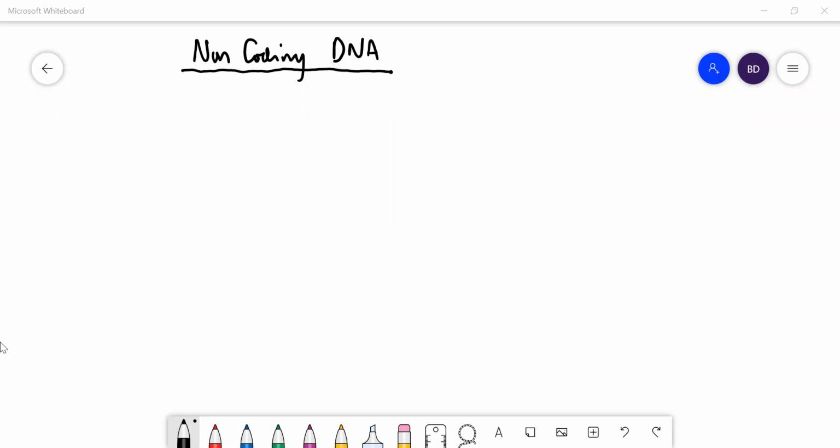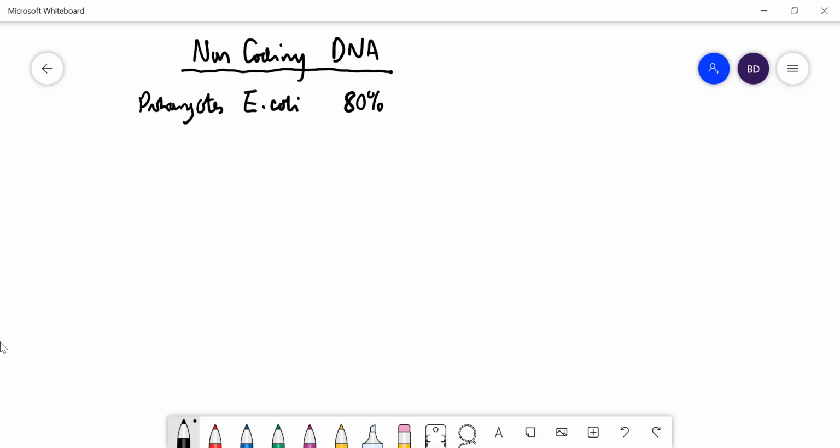Now, if you think about prokaryotes, so for example, let's have E. coli, gut bacteria, but it's also been used extensively in molecular biology experiments. It's very well characterized. And about 80% of the DNA in E. coli does code for proteins.